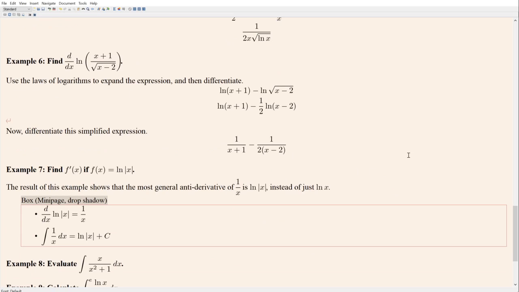So yeah, using the laws of logarithms first really cut down on the amount of work that we needed to do in this example. At the very least, it kept us from having to use the quotient rule, which is a win as far as I'm concerned.